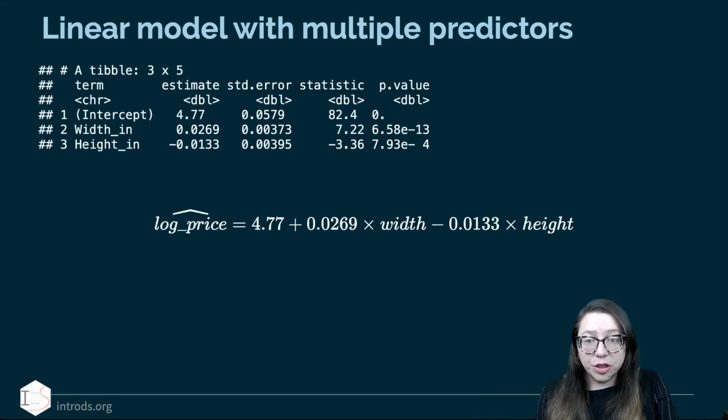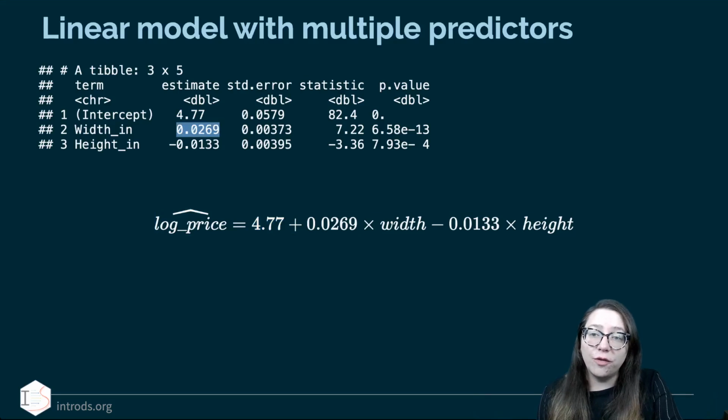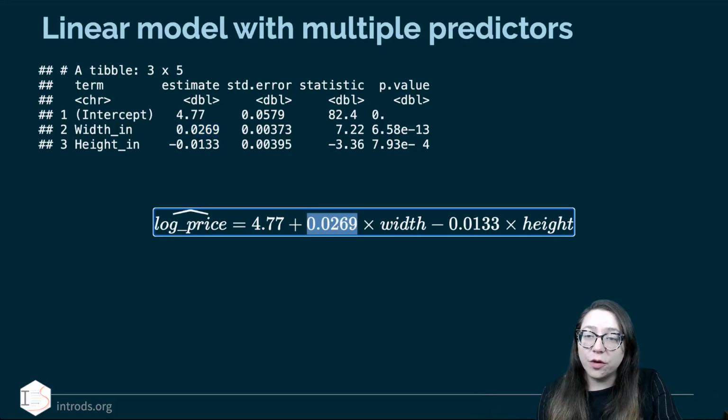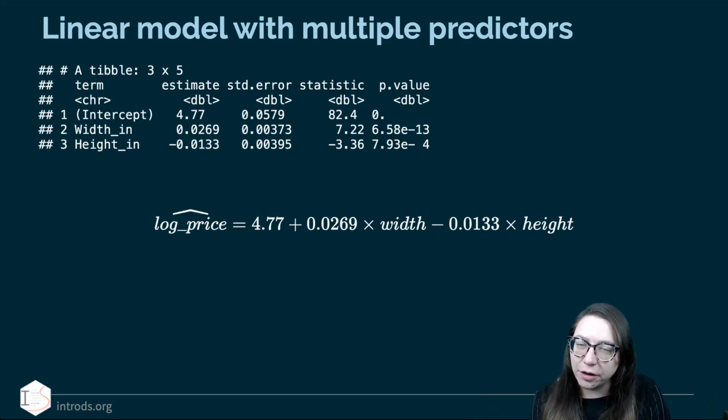If we were to write a linear model based off of this, basically what we have is our estimate for our intercept is 4.77. Our estimate for the slope of width is 0.0296. And our estimate for the slope of height is negative 0.0133. So we are seeing that price is expected to be higher as width increases, but lower as height increases, which doesn't make sense. Does it not make sense?